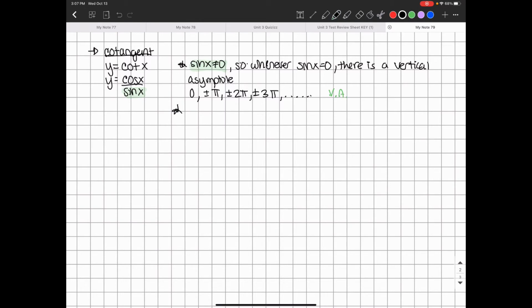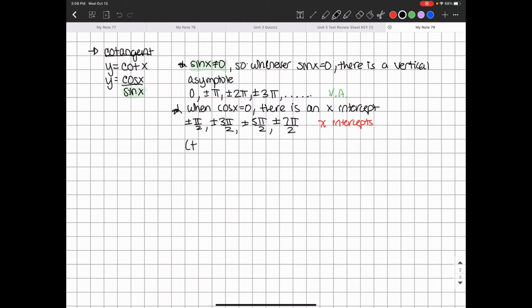The other thing I need to keep in mind is when cosine of x is equal to 0, there is going to be an x-intercept. So I have plus or minus pi over 2, plus or minus 3 pi over 2, plus or minus 5 pi over 2, plus or minus 7 pi over 2. These are all x-intercepts, because those values for x are what would make cosine 0, and that would make this function 0. So it would make cotangent 0.